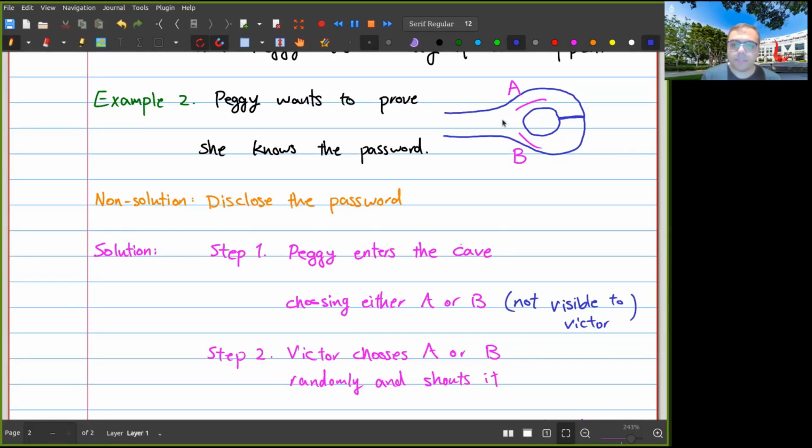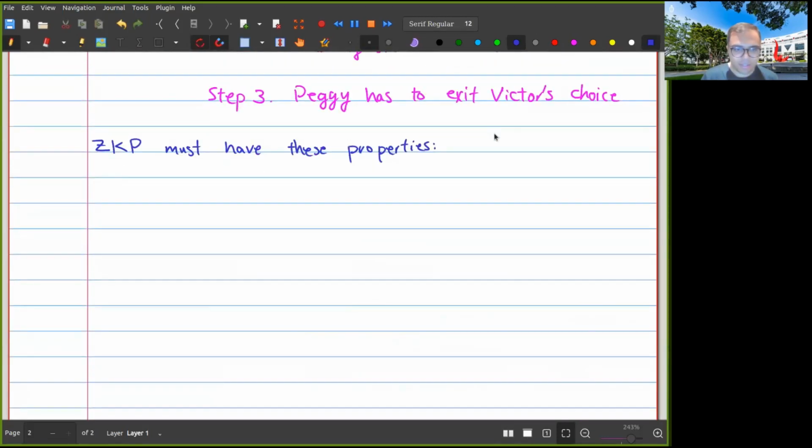Now, the problem with having Peggy go from one entrance and come out of the other entrance is that if Victor just videotapes this, then Victor can prove to others that Peggy knows the password. And this ability to prove to others the same thing that was proven to you, that's considered knowledge. And we want to have zero knowledge. We want to make sure that Victor really doesn't get any extra information. And I'll get to this really soon in this formal definition.